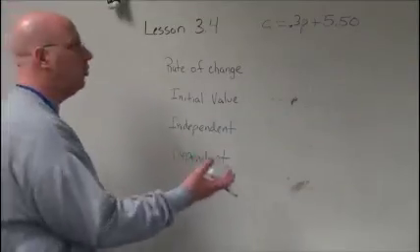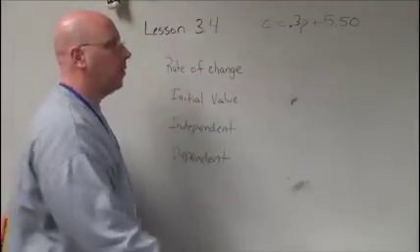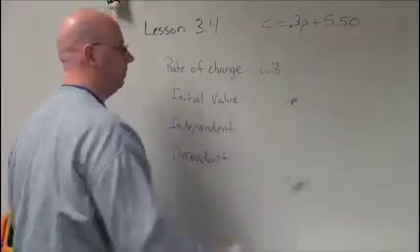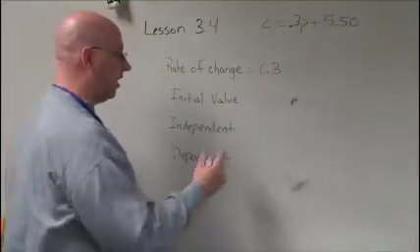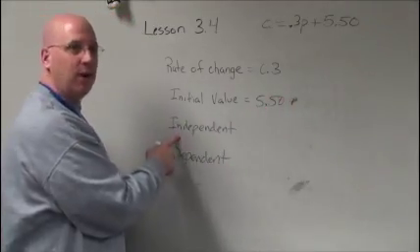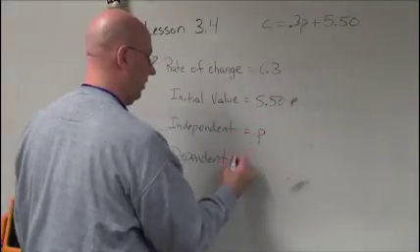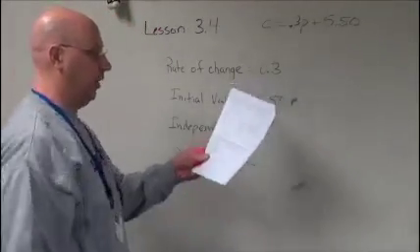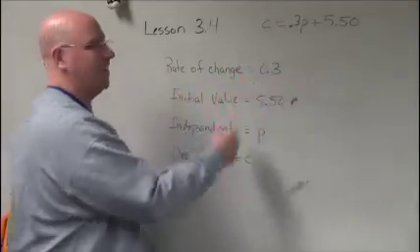Okay, so here are the things that you want to be able to point out from this equation. First of all, the rate of change. Well, again, that's your slope. That's right here, and that is equal to 0.3. The initial value would be this number out here, your y-intercept, or 5.50. Your independent variable is your x, or in this case the p, and your dependent would be the cost, c. Now there's also these two lovely boxes over here. It says the contextual description of the rate of change. So in other words, what does that exactly mean?